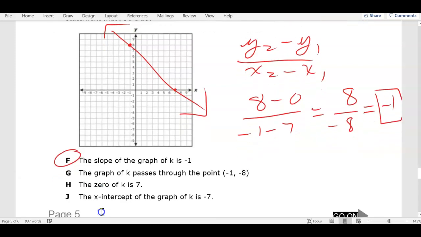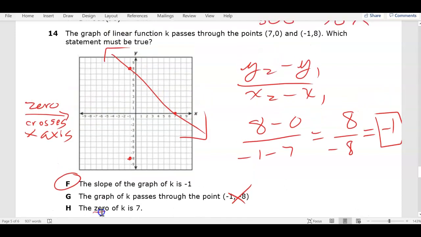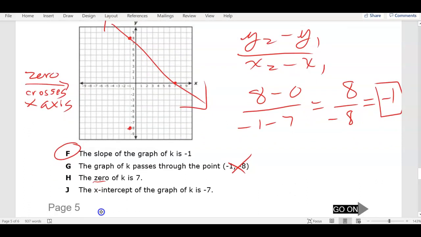Hey, look at that. First one. Think about it. Does it pass through negative 1, negative 8? Negative 1, negative 8 is actually down here. No. Is a 0, okay, which zeros happen where it crosses the x-axis. So does it cross the x-axis at 7? Okay, it does that too. Okay, and then the x-intercept is negative 7. It does not do that. Okay, so this one has 2 answers. Oops. But on the test, it'll have 1 answer, so just be careful about that.